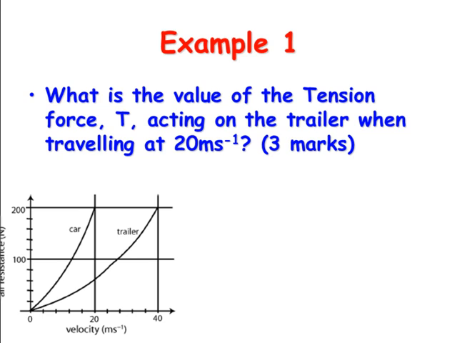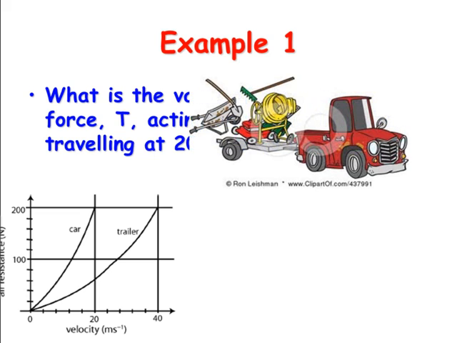The first question asks us to find the value of T, the tension in the coupling of the trailer when it's travelling at 20 meters per second. Remember, it was accelerating, so it's not constant velocity. So we do have a net force in this scenario. So we start by drawing a picture. We've got our car, we've got our trailer. We have the tension in the trailer coupling that's pulling the trailer forward. We also have all of the resistance.